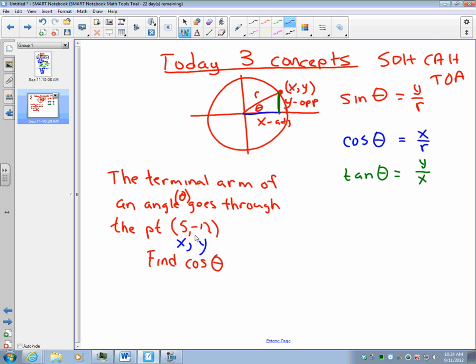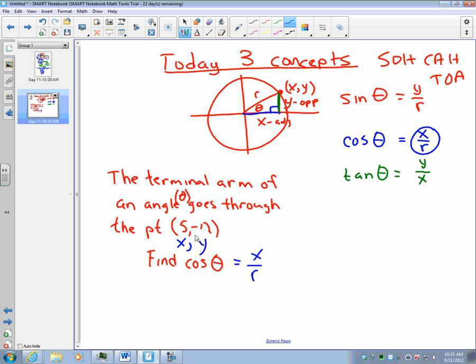Make sense? So cosine is x over r. So basically, I already know the x value is 5, right? I just need to find the r value. Well, how would I find the r value in this triangle? What would I do? Anybody know? Give you a little hint here. It's a right angle, so how could you find the long side? Pythagoras, a squared plus b squared equals c squared, right?